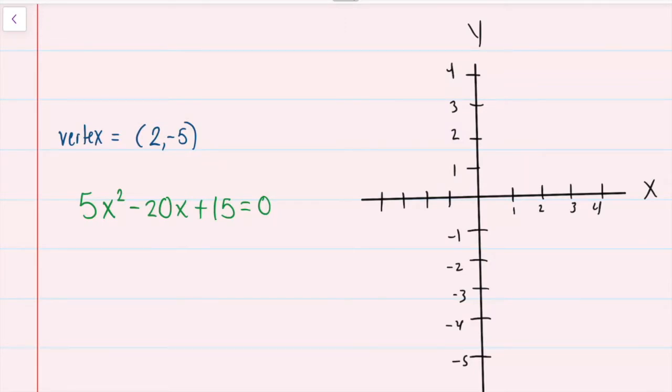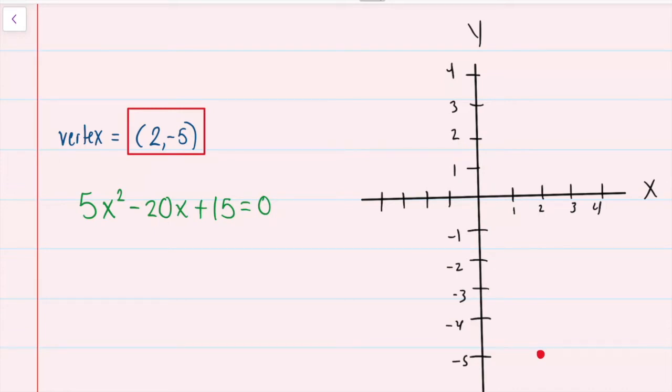We're doing part 2 of this problem. In the previous video, we already found the vertex. We know that my vertex is at (2, -5). Now, we talked about a vertex being the highest or the lowest point.